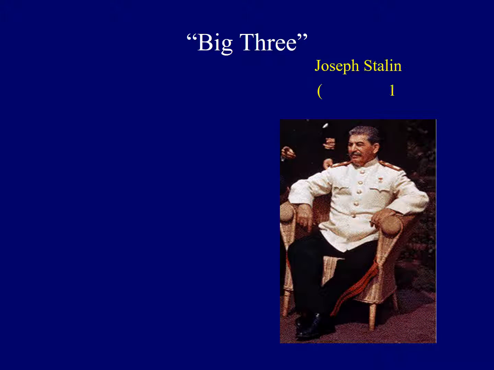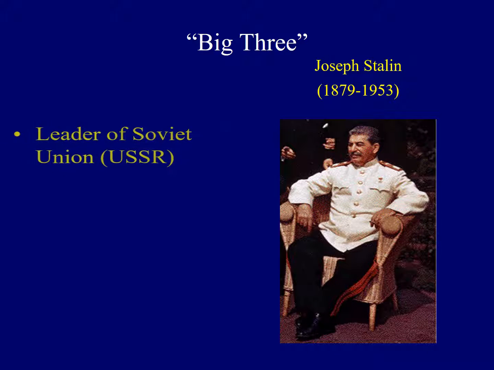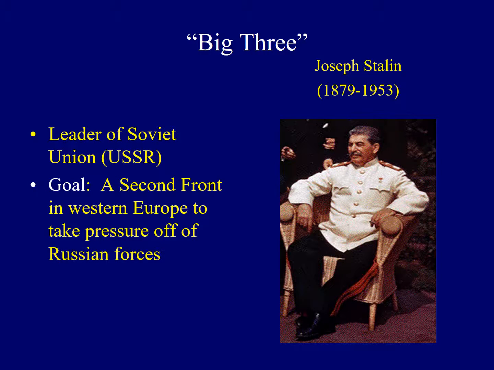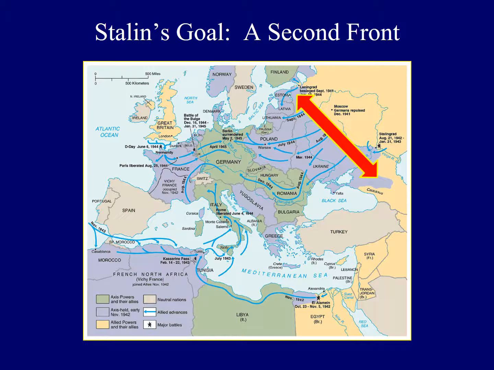The second individual included in the Big Three is shown here. This is Joseph Stalin, the leader of the Soviet Union. His goal for victory was the creation of a second front in Western Europe. There was a great deal of deadly fighting on the Eastern Front on the border between Germany and Russia. And you see that with the arrow there on the right. What Stalin wanted was the creation of a second front in Western Europe, someplace in France, in order to take the pressure off of his own country.